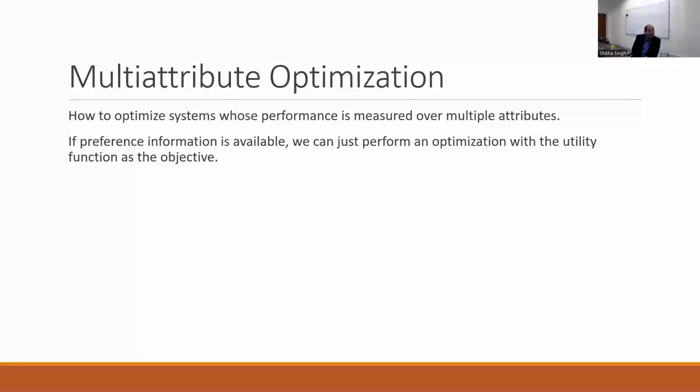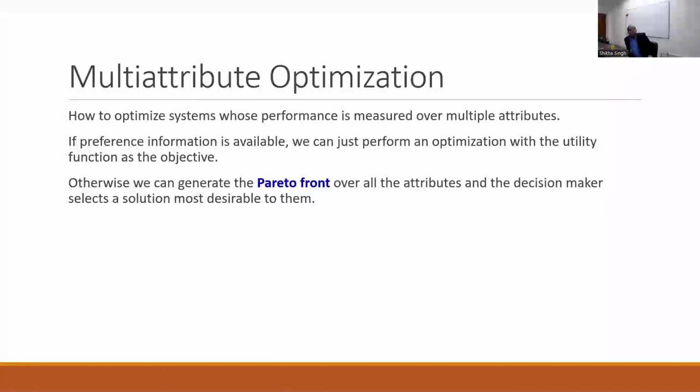So how do we optimize systems whose performance is measured over multiple parameters? Well, if preference information is available, we can just perform optimization with the utility function as the objective. It's a single objective optimization problem because we have the utility function. Otherwise, we can generate the Pareto front over all the attributes, and the decision maker selects the solution most desirable to them. So we can completely bypass finding the utility function.